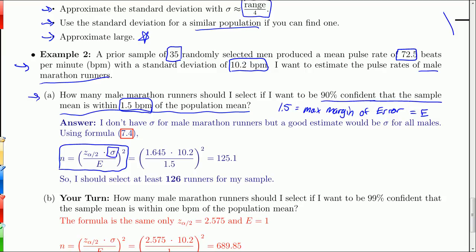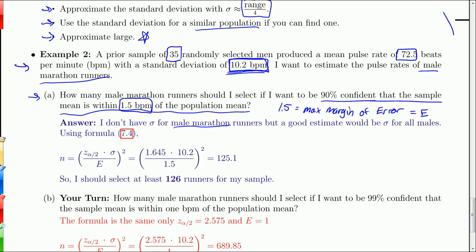but I don't have the population standard deviation for the heart rates of all marathon runners, right? But I do have the standard deviation from a previous study of 35 men. So that's 10.2 is the standard deviation, and that's for just adult men. Here I'm studying male marathon runners, adult male marathon runners. So I can assume that the standard deviation for that subgroup of men is about the same as for all adult men.